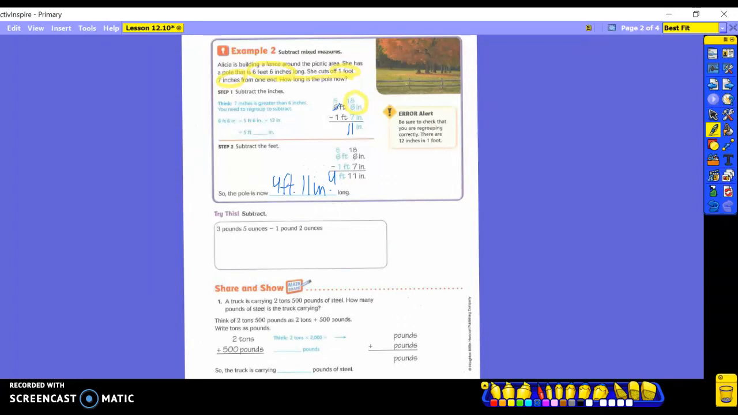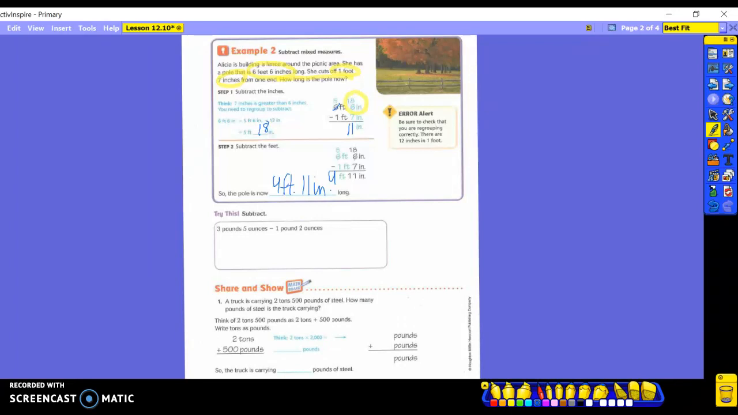When I did this, 5 feet 6 inches, what did we get up here to put in our regrouping? We got the 18. Okay. And they explained it a little bit differently than I did, but I think it might be easier for you to remember that there's the 12 inches in the foot, add that to the 6 that's already there, and you've got your number. Okay?